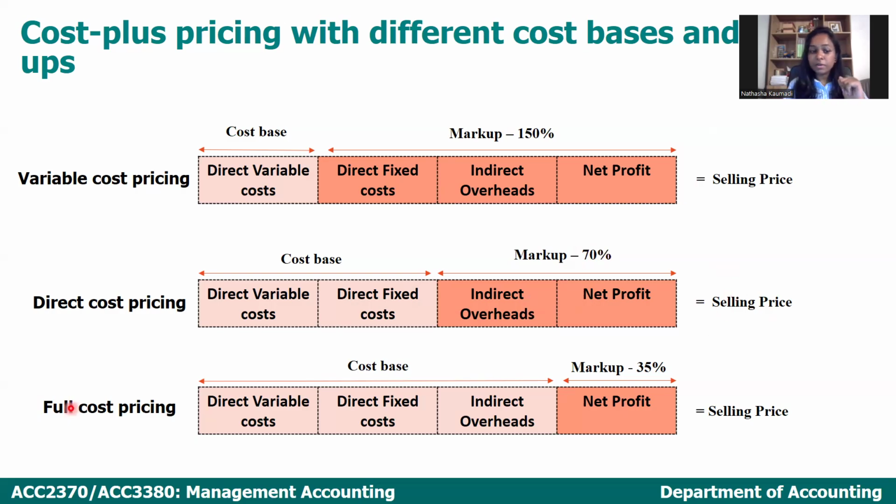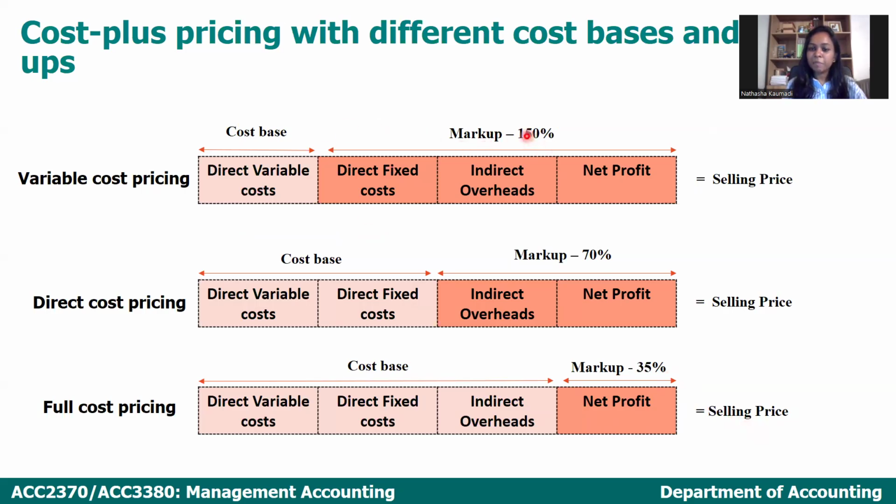Look at the final one, full cost pricing. There you know the full cost of the product. No problems, you know the full cost. You know the direct variable cost, you know direct fixed cost, you know indirect overhead. So the cost base is very expanded now. You need to cater only to the net profit. You need to worry about the net profit only. So you had a very small markup, 35%, right? Compared to these markups, a smaller markup, 35%, then you can get the selling price.